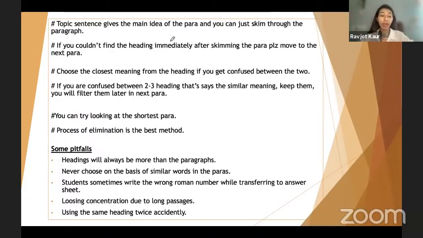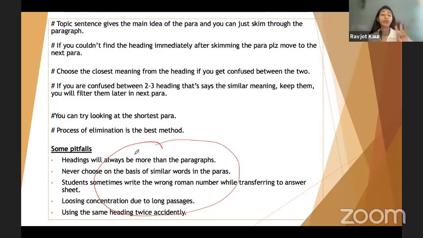for that particular paragraph. Apart from this, you can start with the shortest paragraph if you want, or if you want to start with the serial order, you can definitely do that. We practiced process of elimination, that's what you exactly have to do. Please work on these pitfalls.